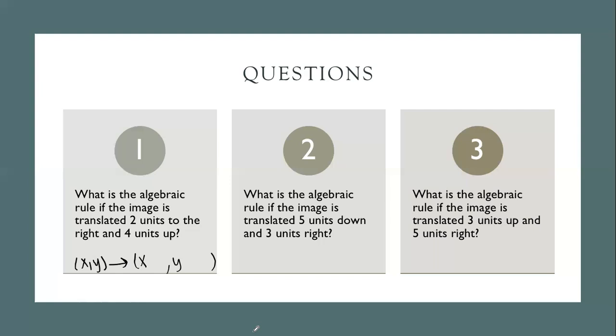Okay, number one. Brindley. If I'm going 2 units to the right, what does that do for the x? Adds 2. Good job. Emily, if I'm going up 4, what does that do to the y? Perfect. So it'll be x plus 2, y plus 4.